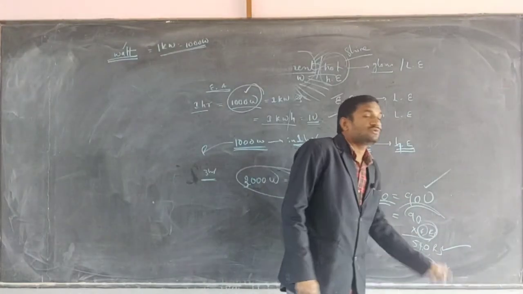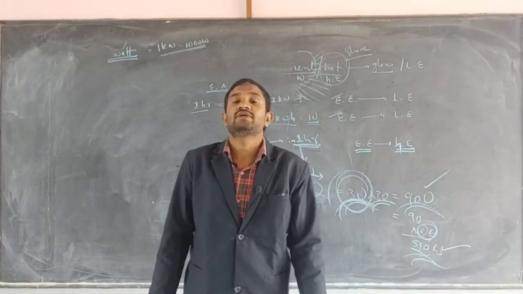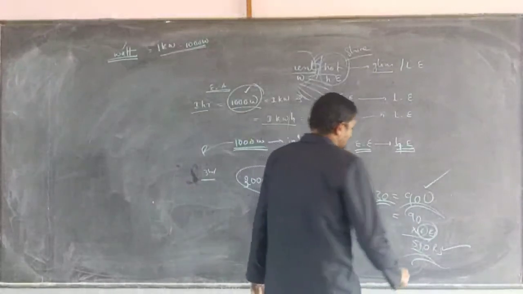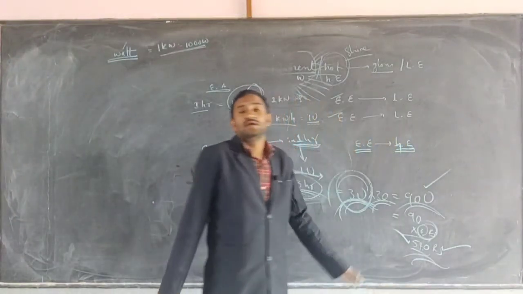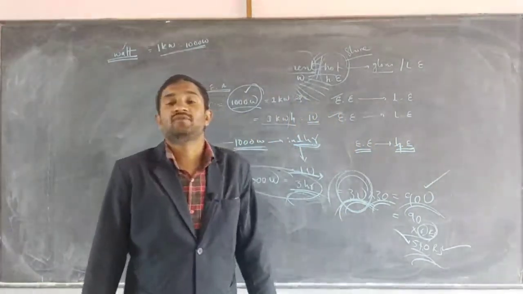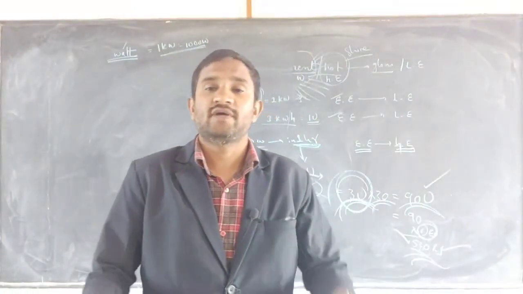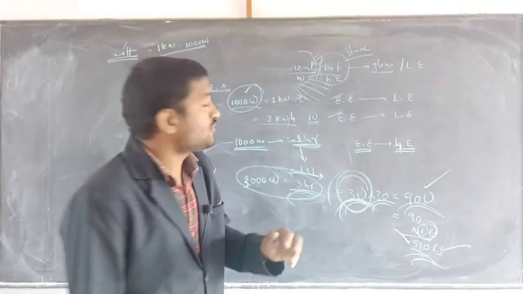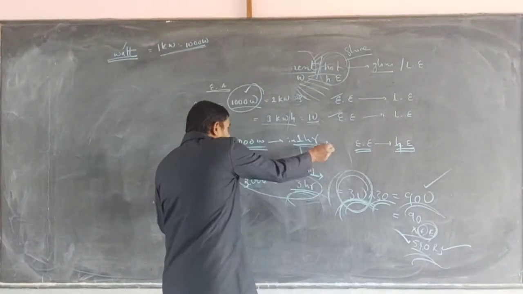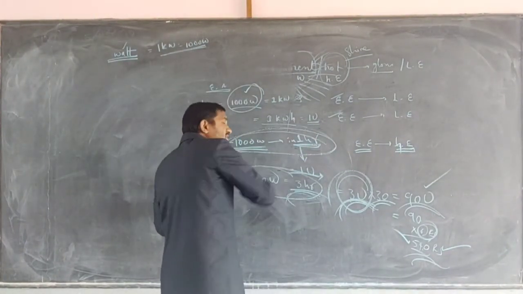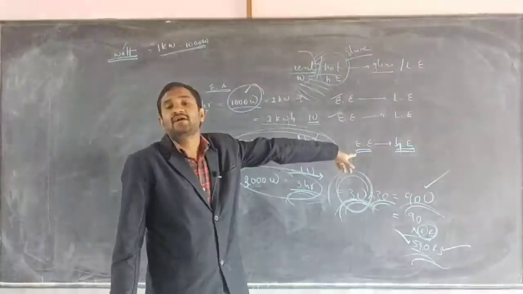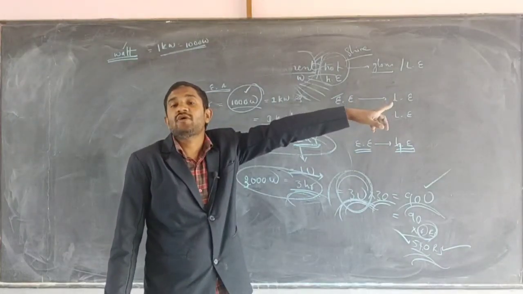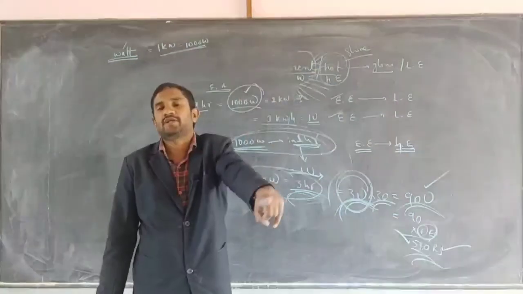90 units, each unit at 6 rupees only. 90 into 6, that means 540 rupees of current bill we can get. That we have to pay online, otherwise directly at the electricity department. Simply for this calculation you have to keep only this concept in mind: 1000 watts with 1 hour is equal to 1 kilowatt hour, that is equal to 1 unit.